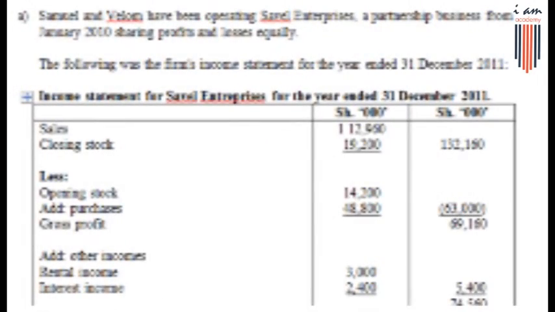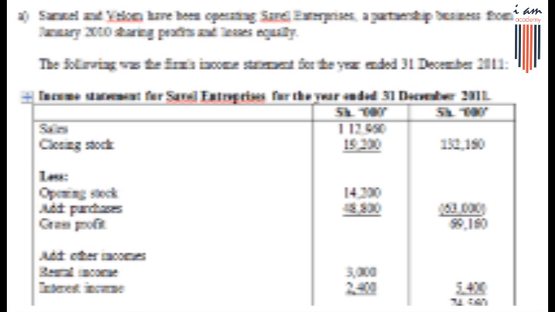The question reads: Samuel and Phelom have been operating several enterprises, a partnership business, from 1st January 2010, sharing profits and losses equally. The following was the firm's income statement for the year ended 31st December 2011. Savell Enterprises income statement for the year ended 31st December 2011. Sales, the figures are in thousands.